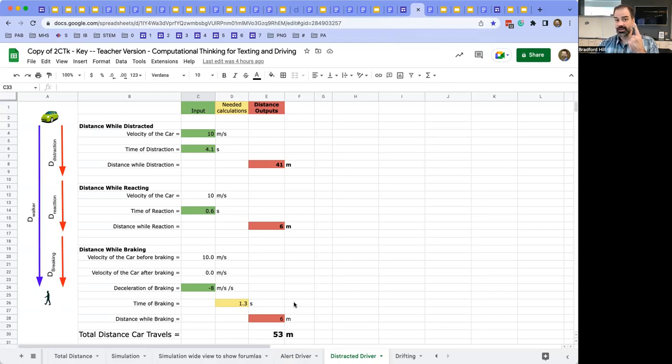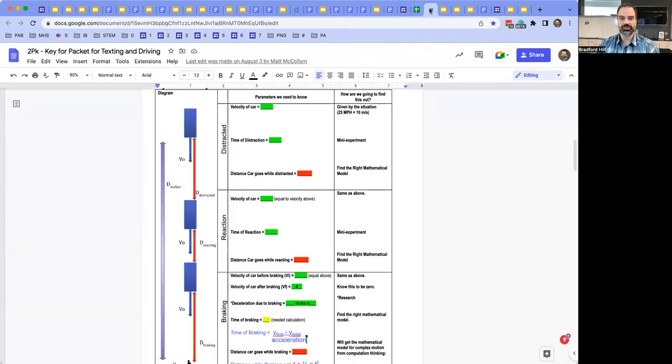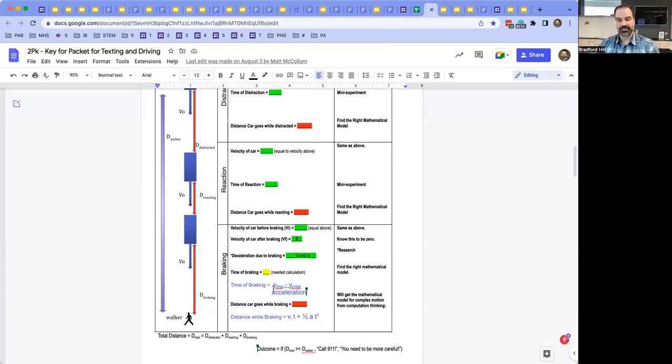But due to time or just the right appropriate challenge for your students, you might want to look at level 1, level 2, or level 3 support for coding the spreadsheet. And they each have their customized video tutorials. So think about what is the right level for your classroom. All right, so with all of that, they're in there, they got everything in.